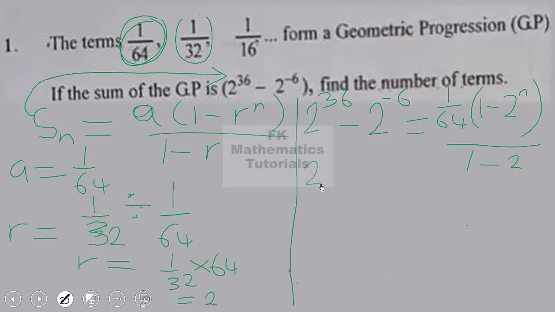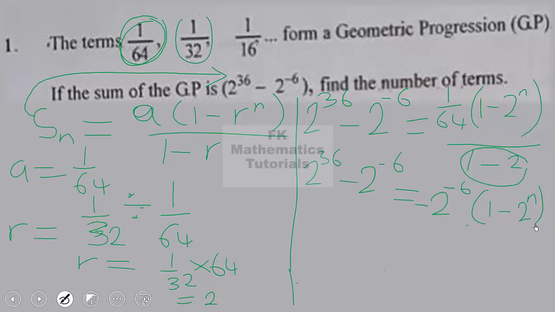2 exponent 36 minus 2 exponent negative 6 is equal to, this one will give us negative. So it's equal to, the 1/64 is the same as 2 exponent negative 6. So negative 2 exponent negative 6 into bracket 1 minus 2 exponent n. Now we multiply through by 2 exponent 6 so that we'll create the LCM.